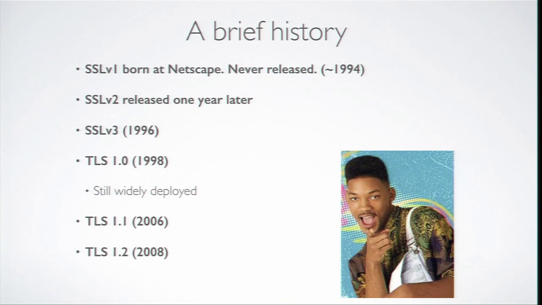We got version 3. And Microsoft in 1998 said, you know what? We're willing to implement this thing, but only if you change the name to Transport Layer Security. So we changed the name of the protocol, and then we went on. The newest version is from 2008. It's TLS 1.2, and we're about to get a new version sometime in a year or so called TLS 1.3.